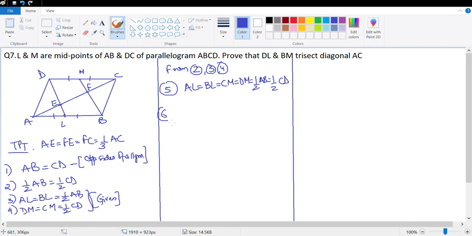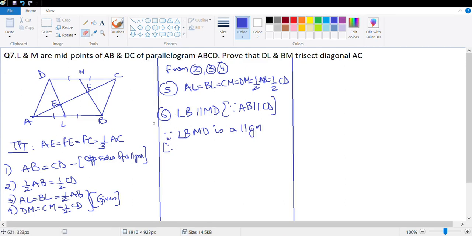Next, LB is parallel to MD. Yes, LB is parallel to MD. Why? Since AB is parallel to CD. Therefore, LBMD is a parallelogram. Why? Since 1, therefore.